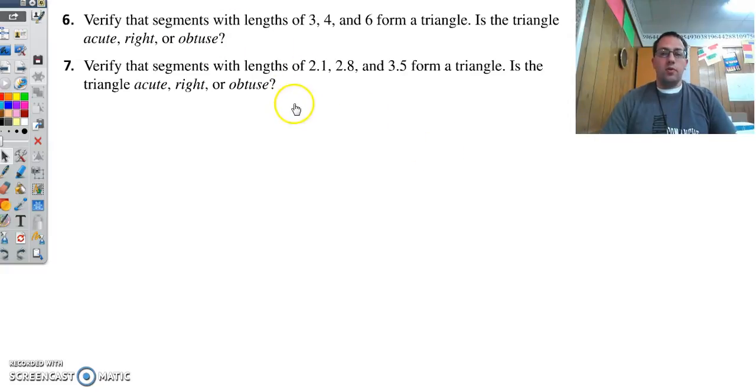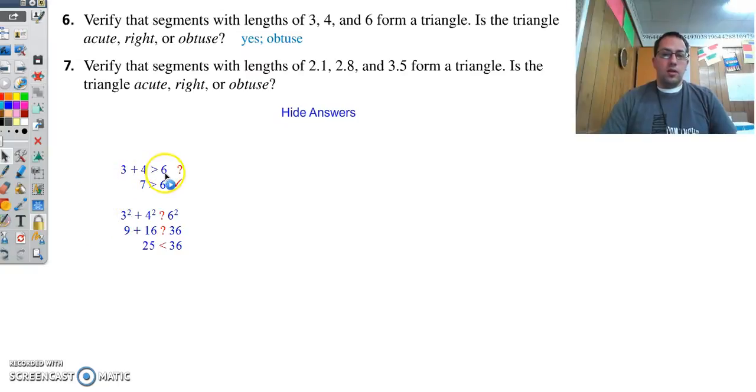Alright, so hopefully you have them both already worked out. Let's see here. 3, 4, and 6 does come out to be a triangle, and this one should be obtuse. And here's the work for that. Here it is checking that it's a triangle. Notice I just did the two short sides longer than the third side. That's all it takes. As long as you make sure the short sides are more than the long side, you're good. Plug it in, and we end up with 25 is less than 36. So our c squared is more than a squared plus b squared. So it's too long. It won't make a 90-degree angle. It's going to go past that, so it's going to be obtuse.